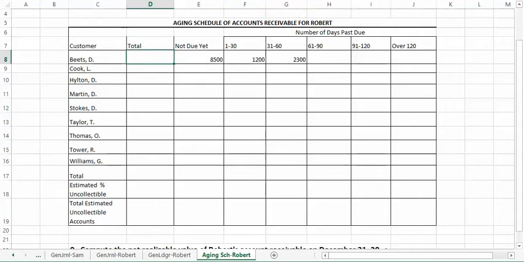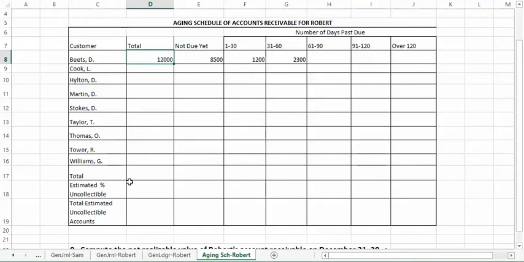And then you would total the row for each individual customer. So for the past 3 months, Beats has purchased $12,000 worth of merchandise. So that is how you would calculate it for each customer. You would go by the number of months. So November purchases would be 1 to 30 days, 31 to 60 days would be October, 61 to 90 would be September, and so forth.